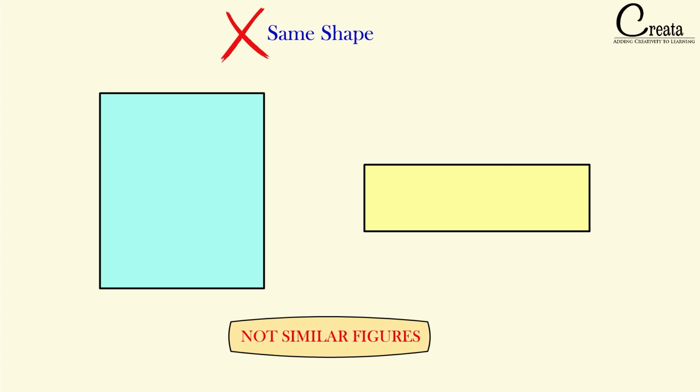Okay? Are you understanding the concept of similarity? Both figures should have the same shape. It does not matter whether the size is smaller or larger. Unless the shape is the same, that is, exactly matching only the shape, we can say both figures are similar figures. Here let's take the example of a star.